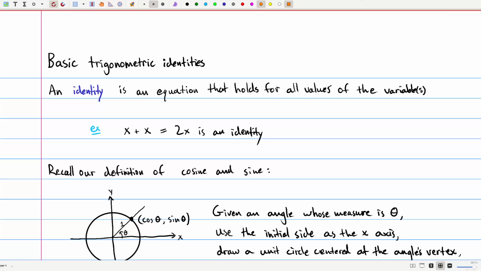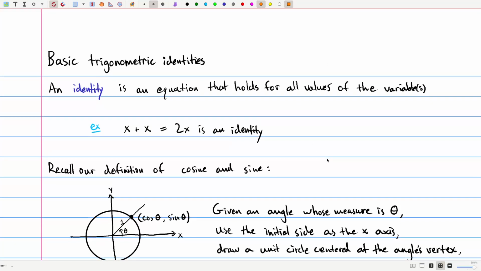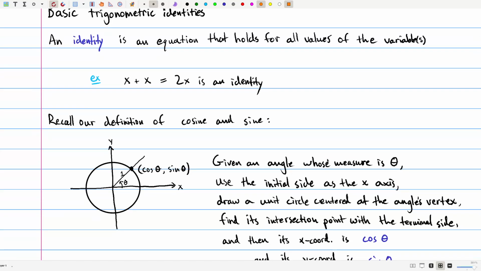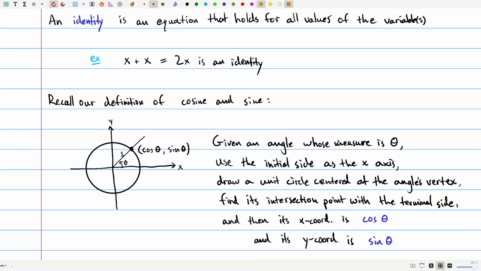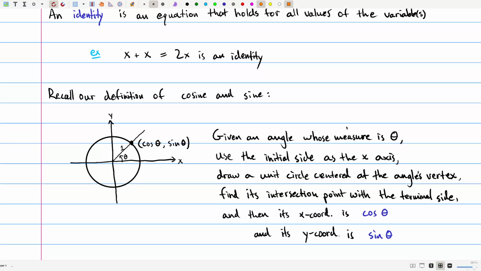So, a basic example of an identity is that x plus x is 2x. That is certainly true no matter what the value is for x. Okay, so with that stated, let's talk about cosine and sine, the basic trigonometric functions. And as we have been discussing in class, the cosine and sine come about from the following sort of construction.